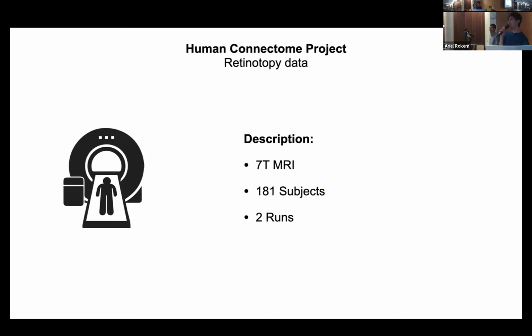Okay, so basically for this project, we wanted to take this method that Muriel just described, and we wanted to apply it to the Human Connectome Project data, specifically the retinotopy data that they had, and to see if this method would work on a pretty large retinotopy data set. So just a little bit of overview of this data. This is 7T MRI data with 181 subjects, and each of them did 2 runs of retinotopy fMRI, and so that's what we're drawing from.